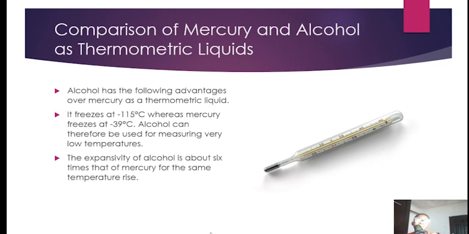Alcohol has the following advantages over mercury as a thermometric liquid. It freezes at minus 115 degrees Celsius, whereas mercury freezes at minus 39 degrees Celsius. So alcohol can therefore be used for measuring very, very low temperatures. The expansivity of alcohol is about 6 times that of mercury for the same temperature rise.